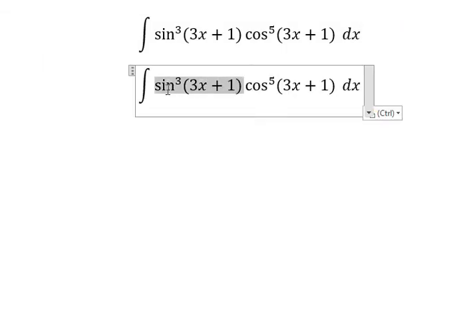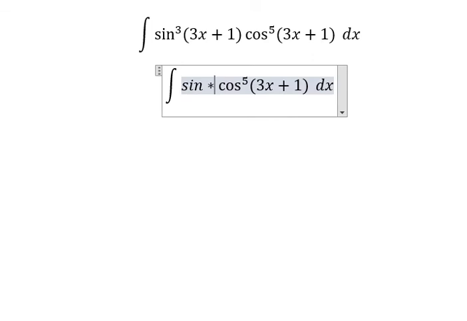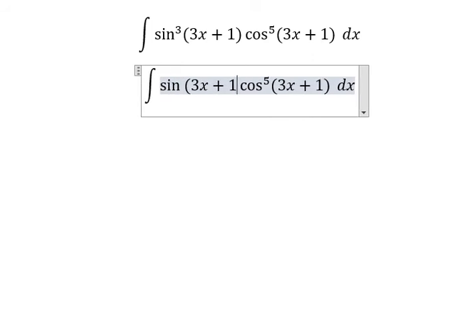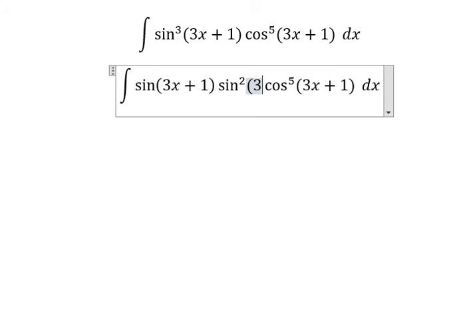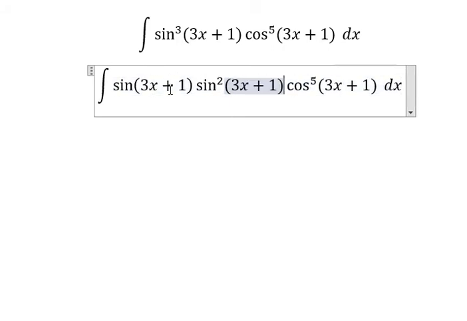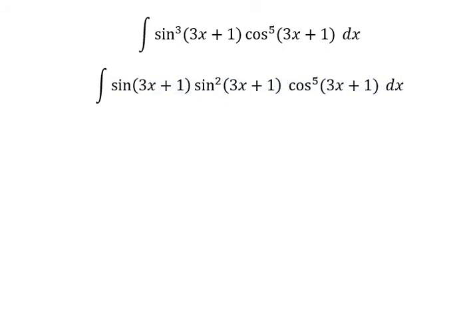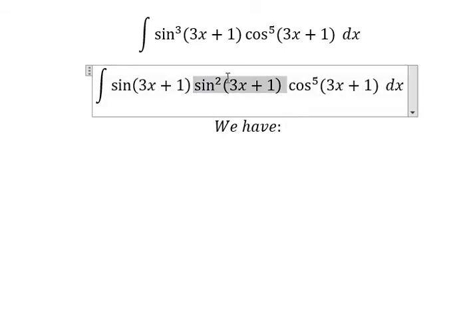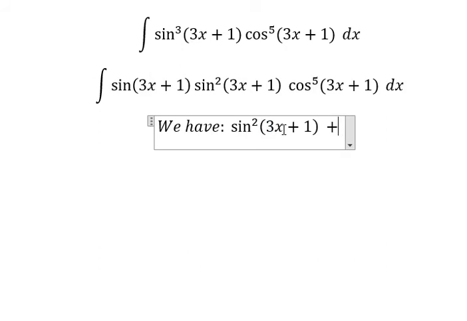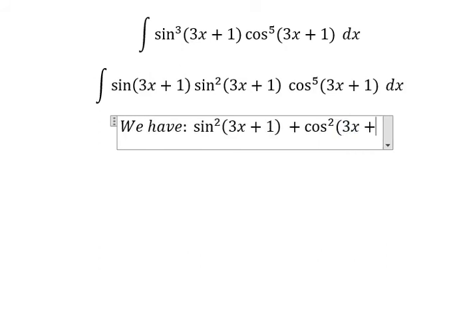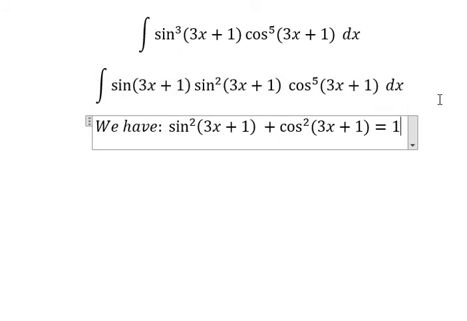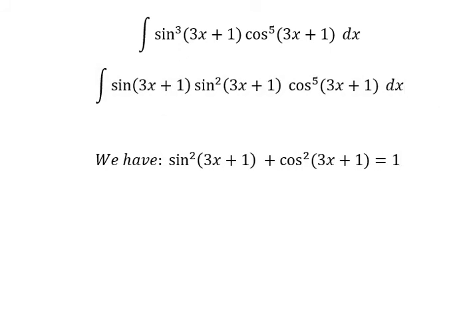About this one, we can write it as sine 3x plus 1 multiplied by sine squared of 3x plus 1. Next, we have the formula in here. That's about this one, plus cosine squared of 3x plus 1 equals 1, because we have this formula.